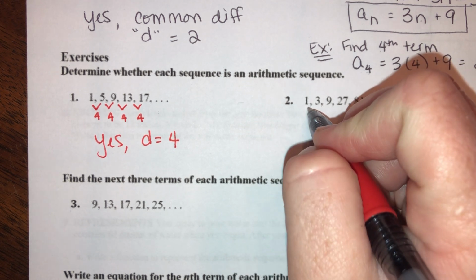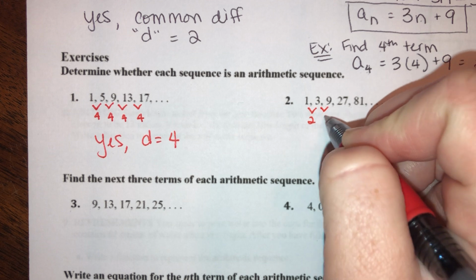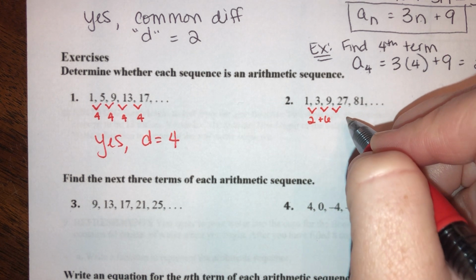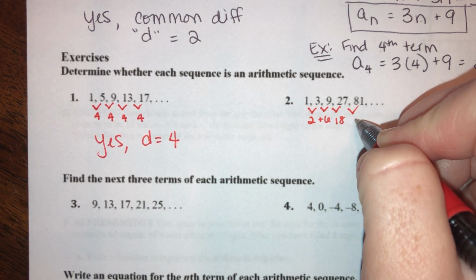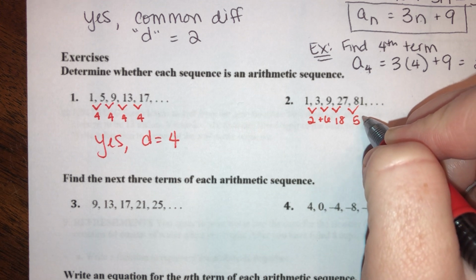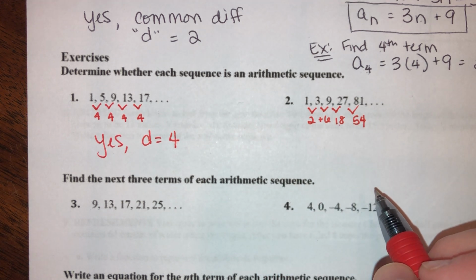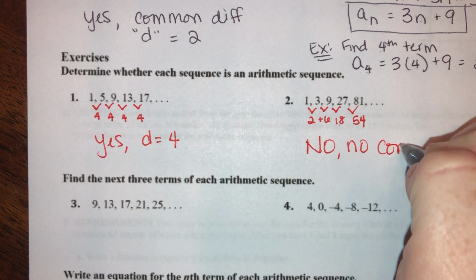Okay, number 2, to get from 1 to 3, I added 2. To get from 3 to 9, I added 6. 9 to 27, I added 18. 27 to 81, I added, I think, 54. Right? That's definitely not adding the same number over and over. So this is no. There's no common difference.